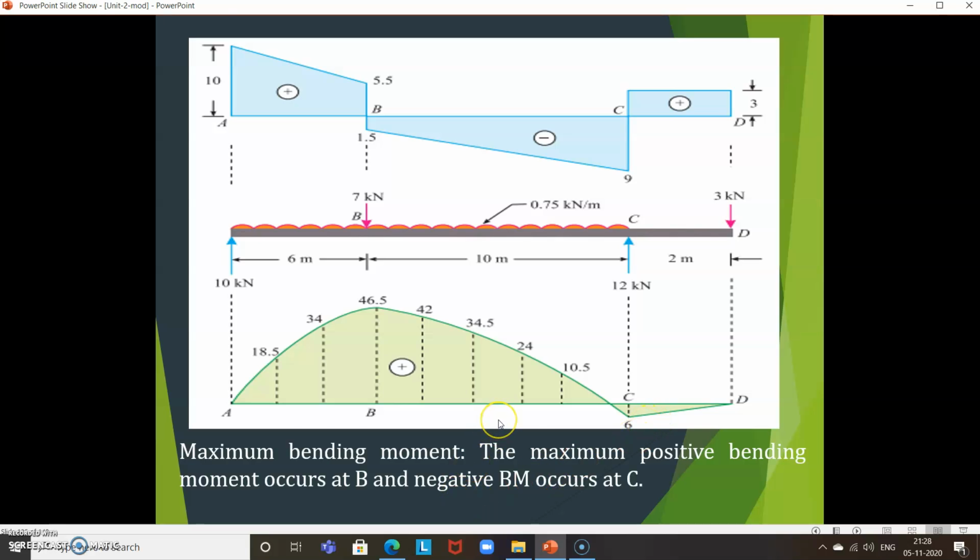Like this you can calculate how to draw the loading diagram from the shear force diagram. I hope all of you understood. We'll discuss one more example in the next lecture.